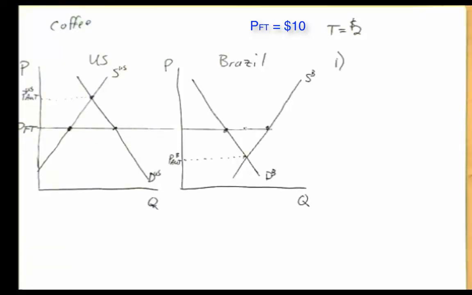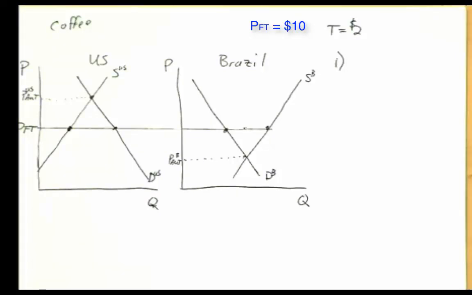Now, the Brazilians are going to realize they can't sell as much coffee as they did before because the price has been pushed up to $12. And they're going to respond in part by pulling some of that coffee back to their own home market because it's the only other place they can go with it. We'll assume they don't dump it in the ocean. And there is no other country to sell it to, in our model, so they're going to bring it back home. Now, here's where the large country assumption comes in.